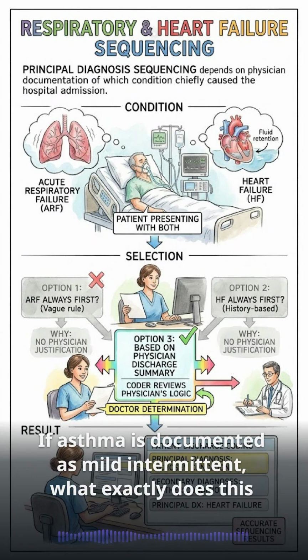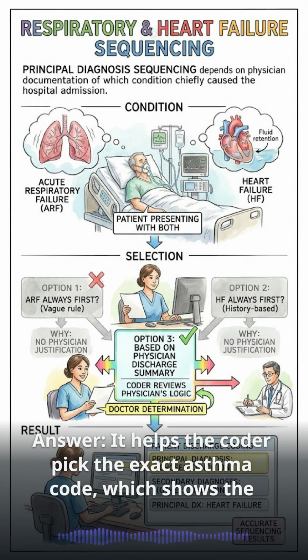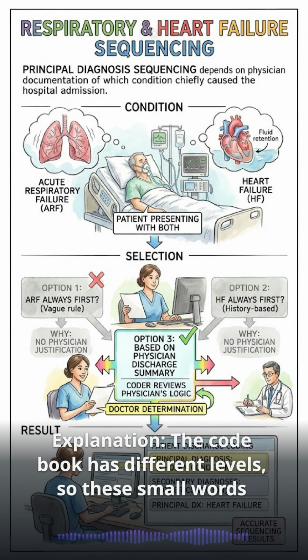56. If asthma is documented as mild intermittent, what exactly does this mean for the coder? It helps the coder pick the exact asthma code, which shows the severity level. The codebook has different levels, so these small words make a huge medical difference.